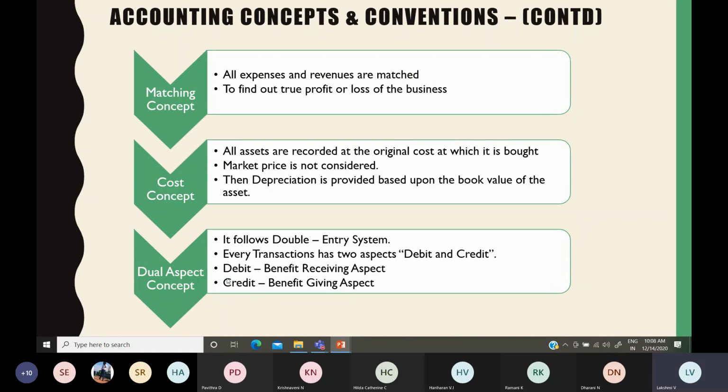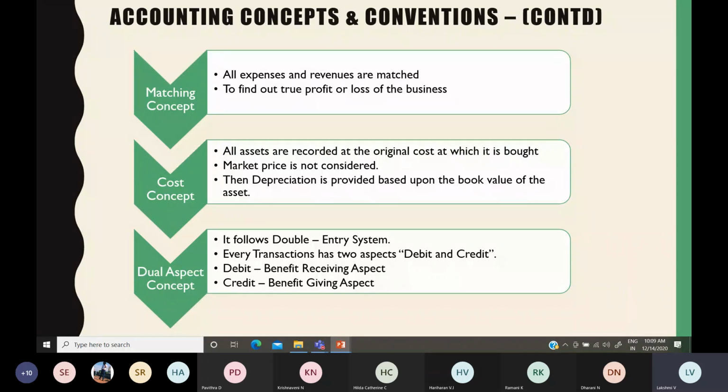So if I am purchasing furniture for my business, it means furniture is coming to my business, and cash is going out of the business. So here, what is the receiving thing? Furniture is coming to my business. So furniture I am receiving here, the benefit receiving aspect. So furniture account I will debit. And cash is going out. Debit is the benefit receiving aspect, and credit aspect is the benefit giving aspect.